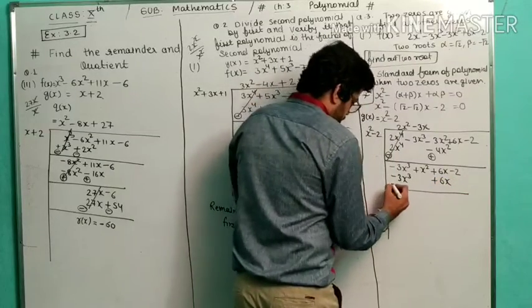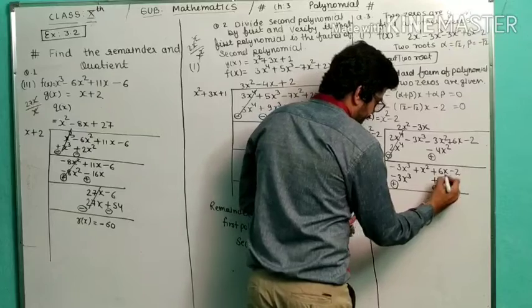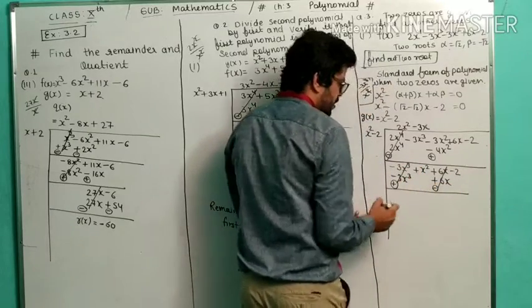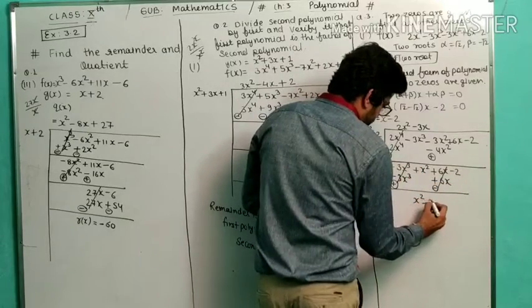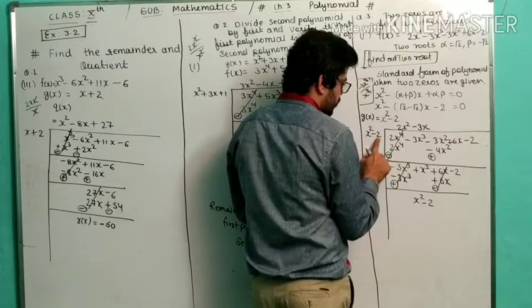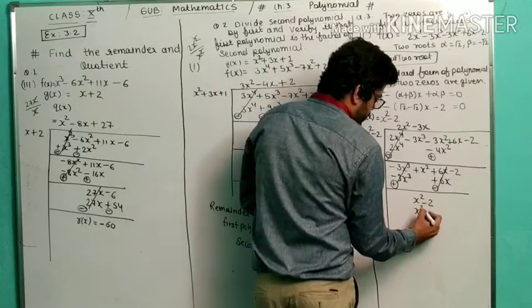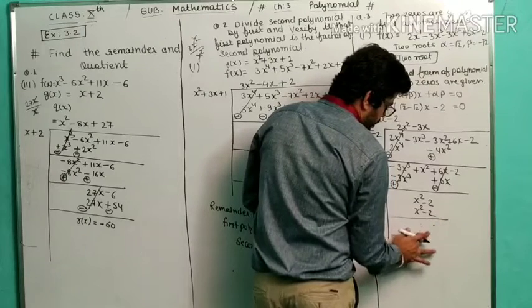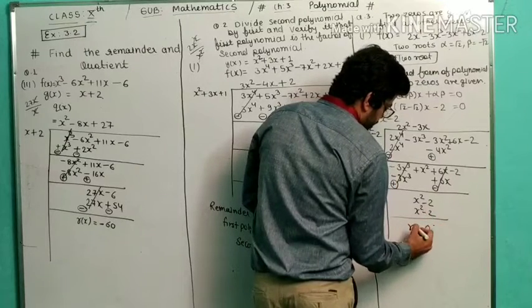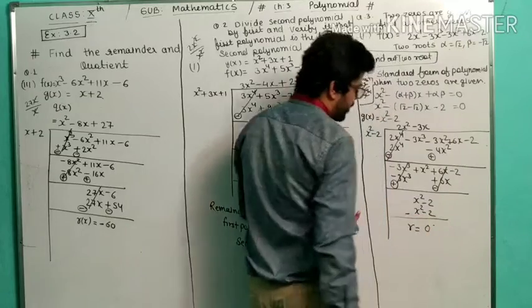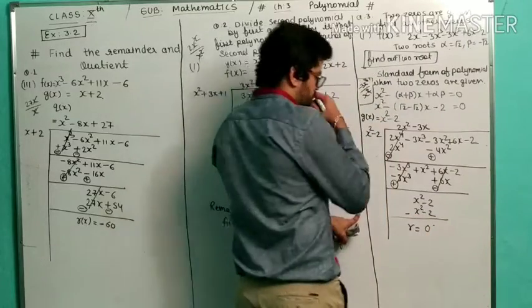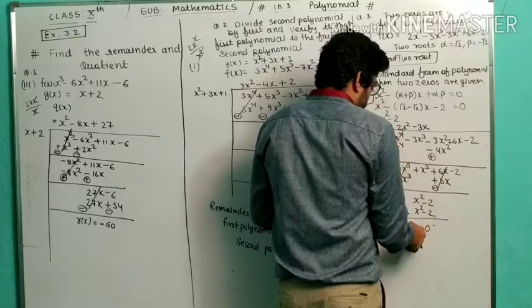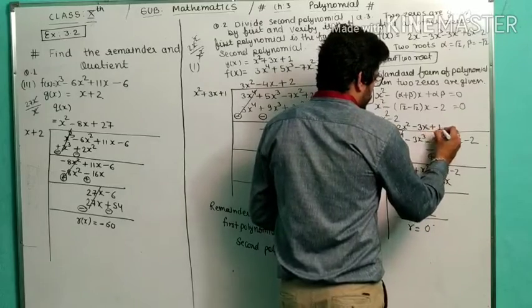Here this is positive sign, this is negative sign, both are going to be cancelled. Remaining is x square minus 2. This is also x square minus 2. So x square minus 2 is going to be cancelled. By this you can say that the remainder is 0. Remainder is 0. So now we got it here. So how many times? It is 1 time.